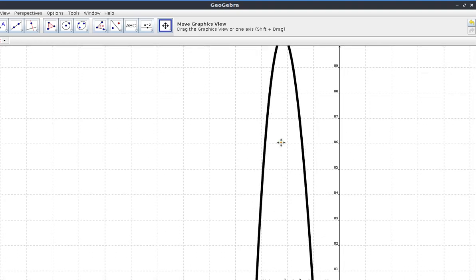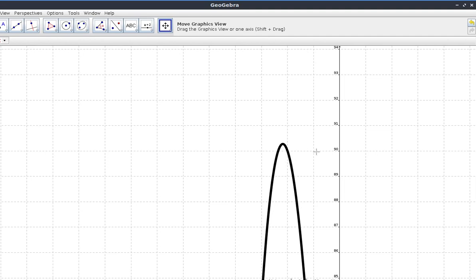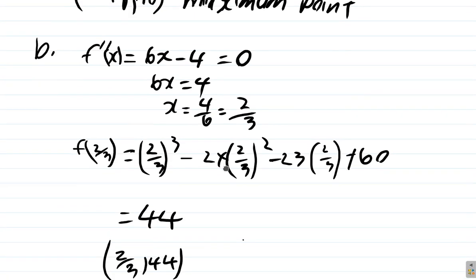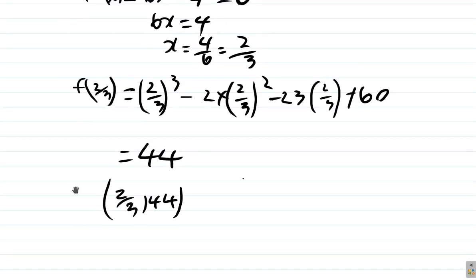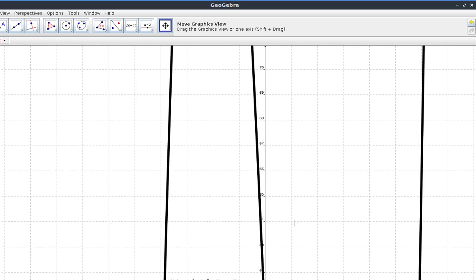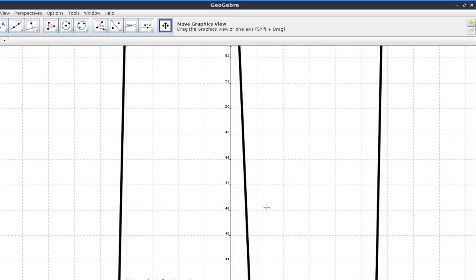Yeah, negative 2.18, and it went up to 90. Alright. 90 point something, but we call it 90. And it's a maximum point. Good. And the point of inflection is 2/3, 44. So it would be 2/3 and 44.